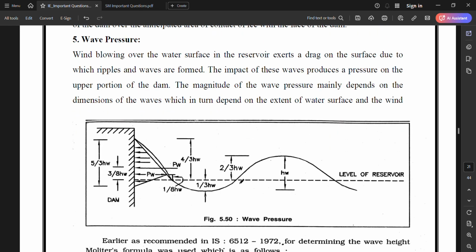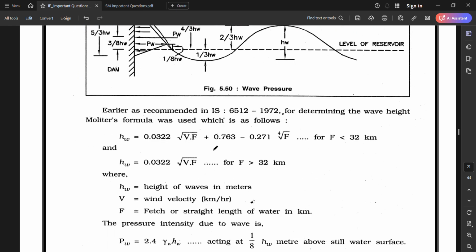Fifth is the wave pressure. If there is water, there will also be a wave pressure. Wind blowing over the water surface in the reservoir exerts a drag on the surface due to which ripples and waves are formed. The impact of these waves produces a pressure on the upper portion of the dam. The magnitude of wave pressure mainly depends on the dimensions of waves, which in turn depend on the extent of water surface and the winds. Earlier, as recommended in IS 6512 1972, for determining the wave heights, Molitor's formula was used.